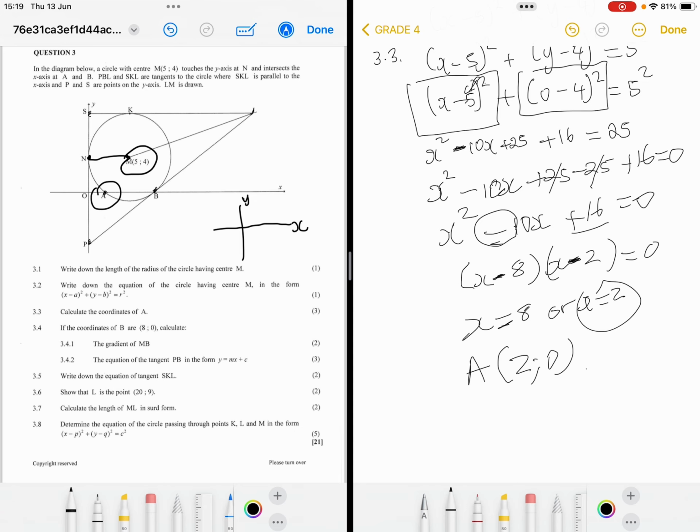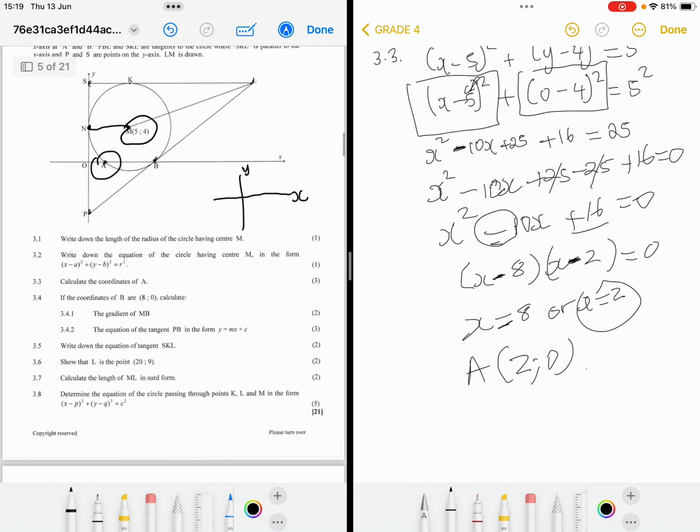So if you can check the first question. On the first question, we were looking for the radius, which is needed in question 3.2, because we have a radius squared there. Question 3.2 needs us to get the coordinate of A, which is the x-intercept of that equation. You see, they go hand in hand. So take it easy when you answer each and every question.